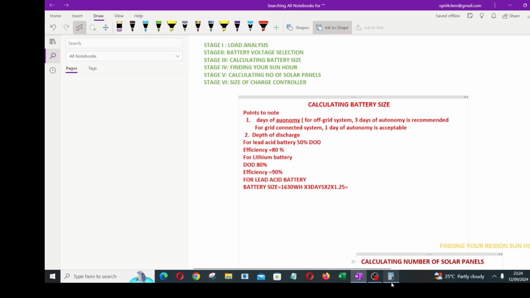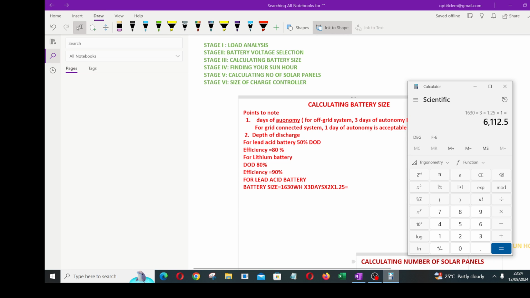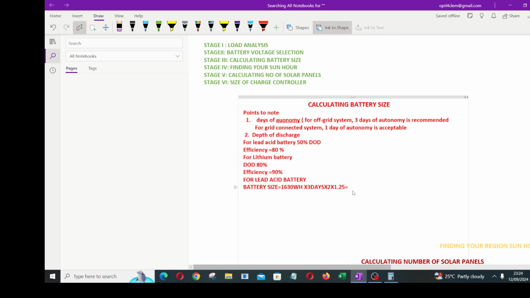So let's calculate everything we've gotten from here. 1630 multiply by 3 multiply by 2 multiply by 1.25, everything will give us 12,225 watt hour.